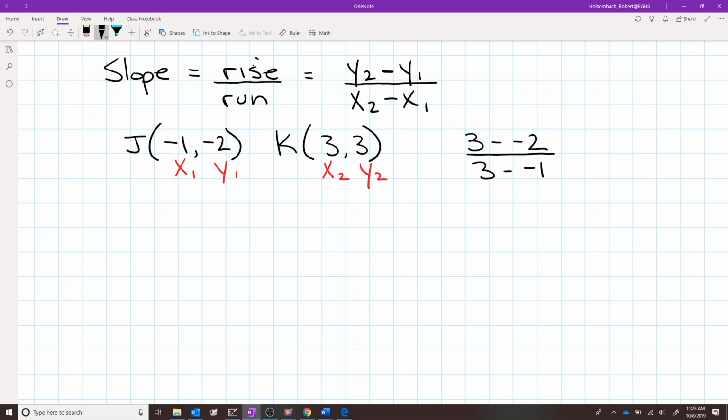Some people just forget the minus sign. But this becomes 3 plus 2, and that's a 5. And then in the denominator, you've got 3 minus -1, so you keep-change-change, and 3 plus 1 is 4. So there's the slope of your line. I think you've done this before, so it's a review.